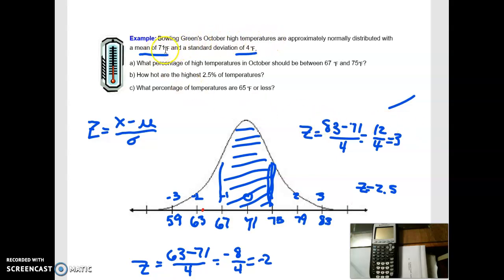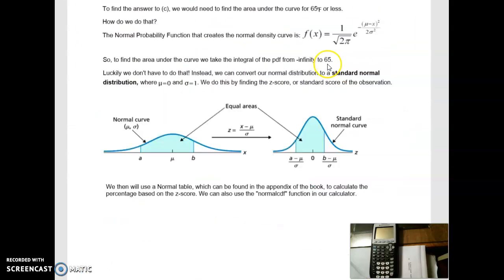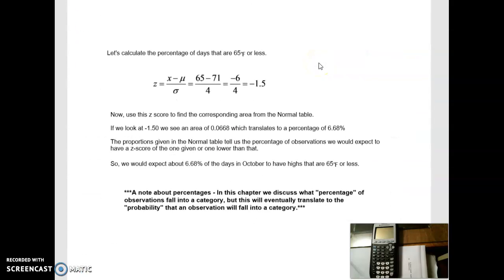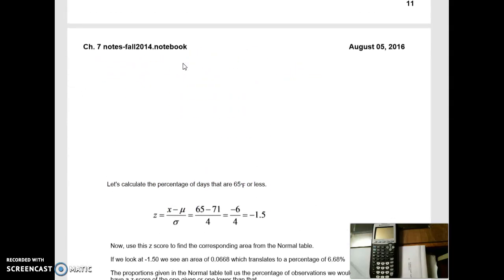So we see we've got a mean of 71 and a standard deviation of 4. Let's write that down first. We've got a mean mu of 71 and a standard deviation of 4. Now, this problem says we want to find the percentage of days that are less than 65.